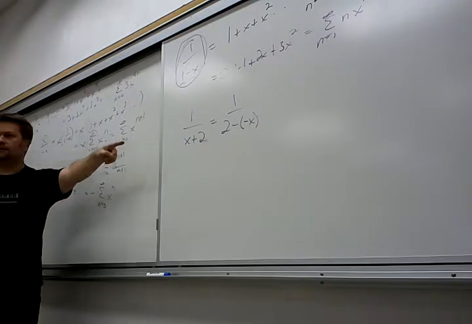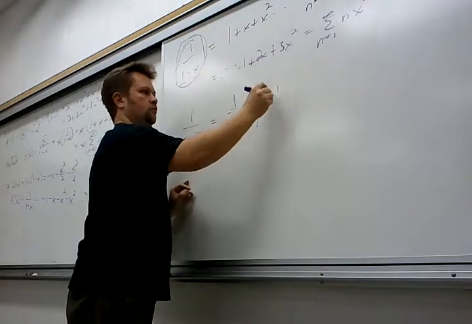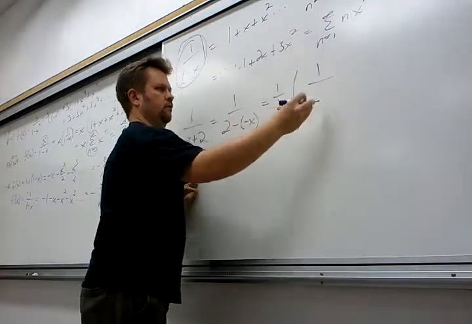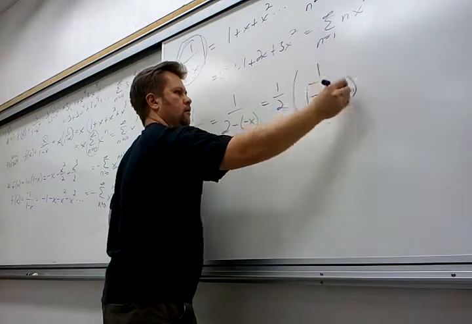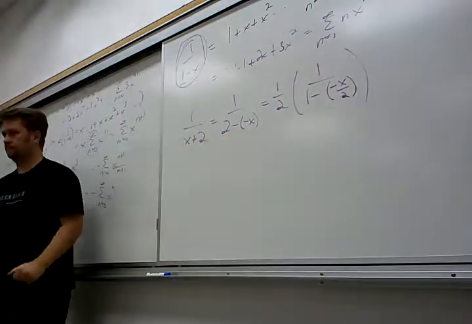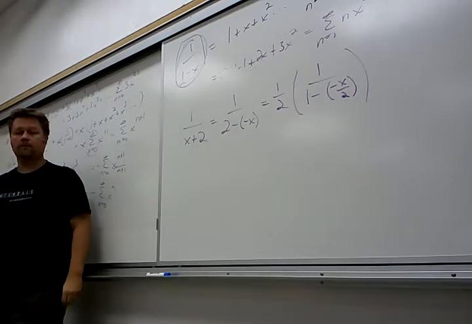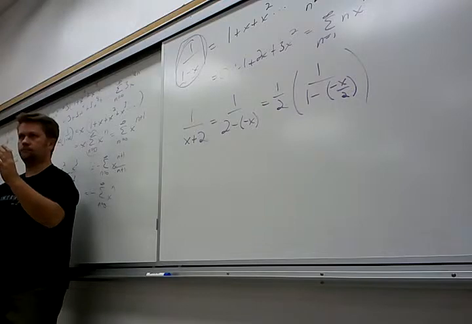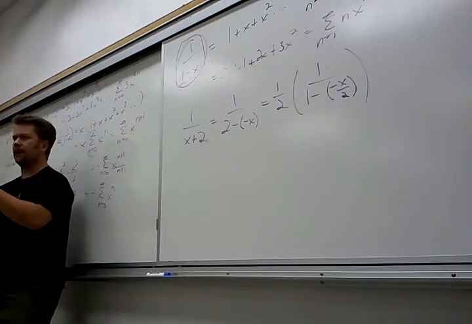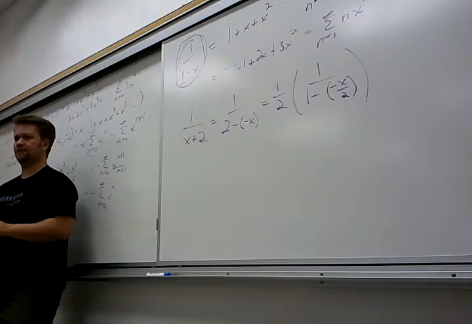Awesome. Same thing here, except what do I take out now? 1/2, and then what are you left with? 1 minus negative x over 2, right? If you take a 2 out of the bottom, you take a 2 out of the whole bottom, not just a piece of the bottom. Cool. That's the type of thing that happens all the time in calculus.